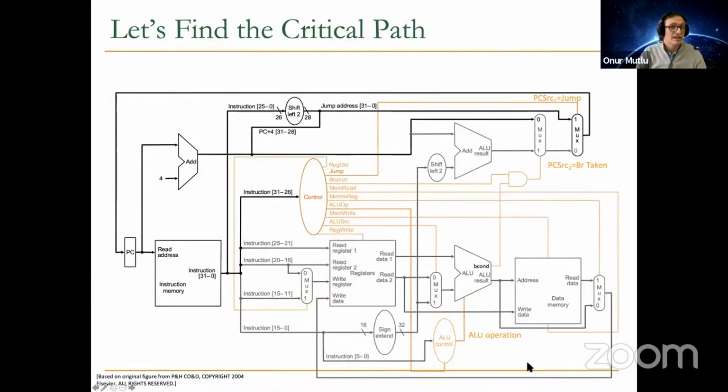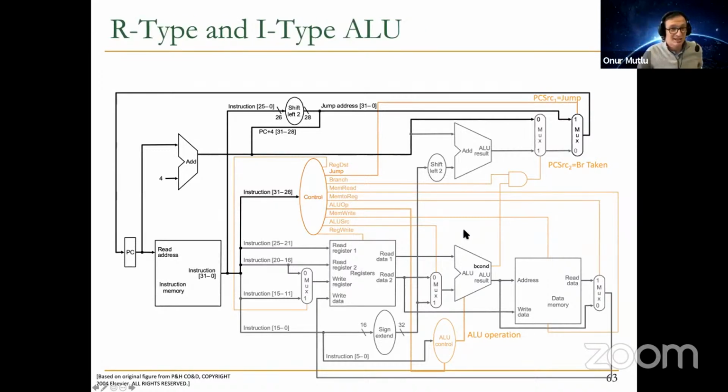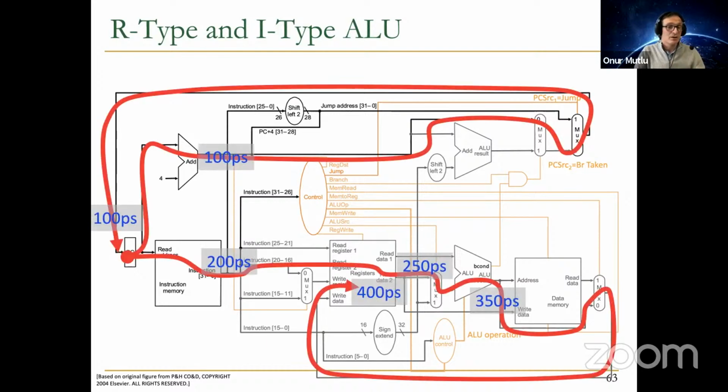To convince you, let's find the critical path while going through this data path and control logic. Let's take a look at how R type and I type ALU instructions operate. For these to work, clearly you need to increment the program counter by 4. You need to go through this adder, 100 picoseconds. So this path takes 100 picoseconds. That's not the critical path. The critical path is reading the instruction from the instruction memory, reading the registers by 50 more picoseconds, executing in the ALU with 100 picoseconds, and then not reading memory, because these are ALU instructions, not memory instructions.